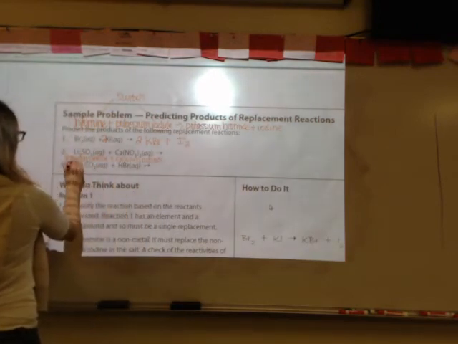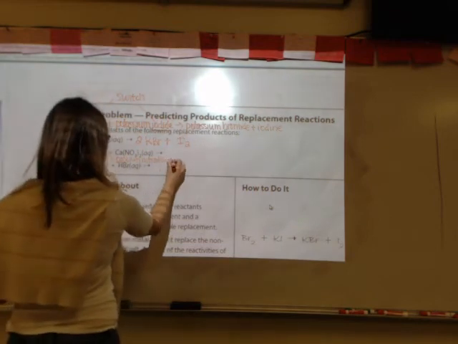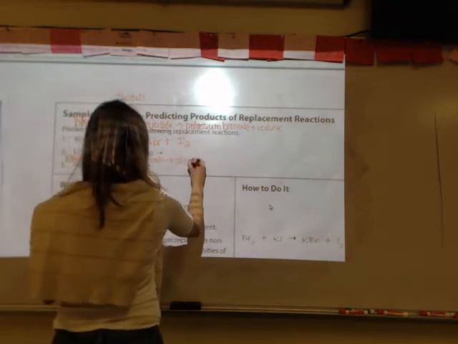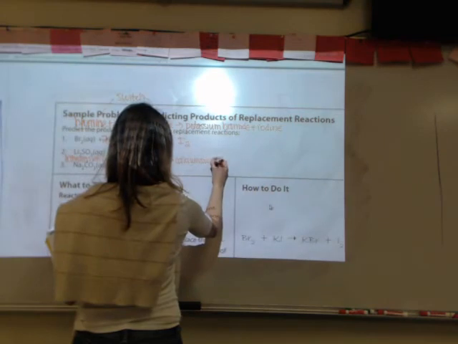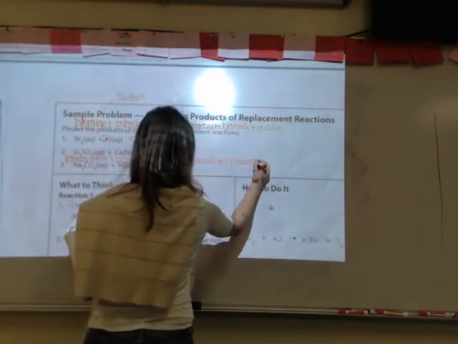For number 2, here I have lithium sulfite and calcium nitrate. So the lithium and the calcium will switch places because the cations switch places, and you form calcium sulfite and lithium nitrate.